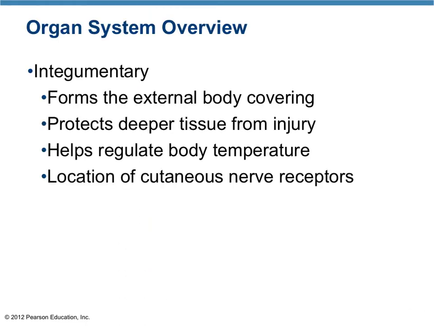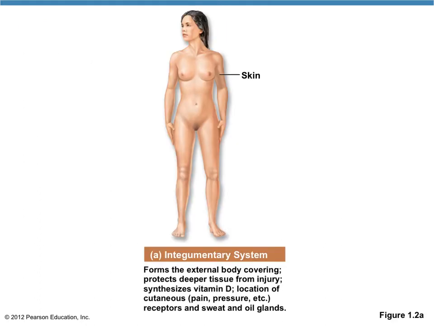All right, now we can move on to go over some of the different organ systems. So we'll start with the integumentary system. The integumentary system forms the external body covering. So oftentimes we refer to this as skin. It protects deeper tissues from injury, helps to regulate body temperature, and also is the location of cutaneous nerve receptors. Skin is also important for things like synthesizing vitamin D, and then you have lots of different receptors in your skin that allow you to touch things, feel temperature. They allow your body to regulate temperature by sweating. There's oil glands to keep your skin conditioned.